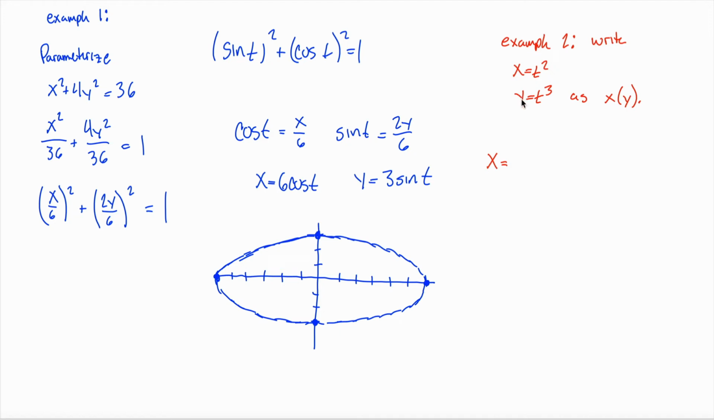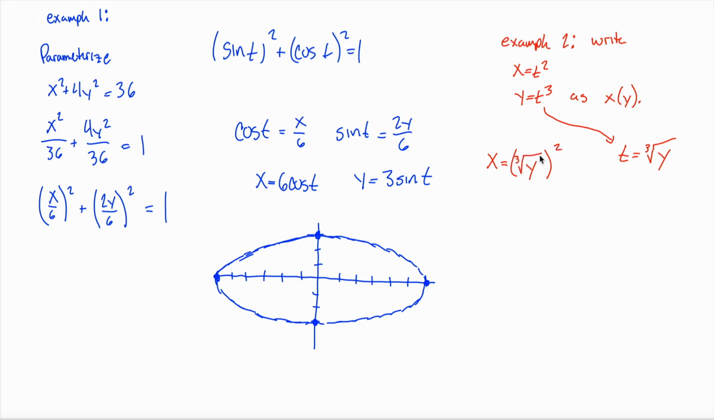When you're asked to do that, since we want to end up with x equals something, what we should do is take the other letter, y in this case, and solve that letter for t. So if y equals t cubed, I can take the cube root of both sides of the equation to get that t is the cube root of y. That's beneficial because I already know that x is t squared, and now that I can rewrite t in terms of y, I could say that x is equal to the cube root of y, squared.